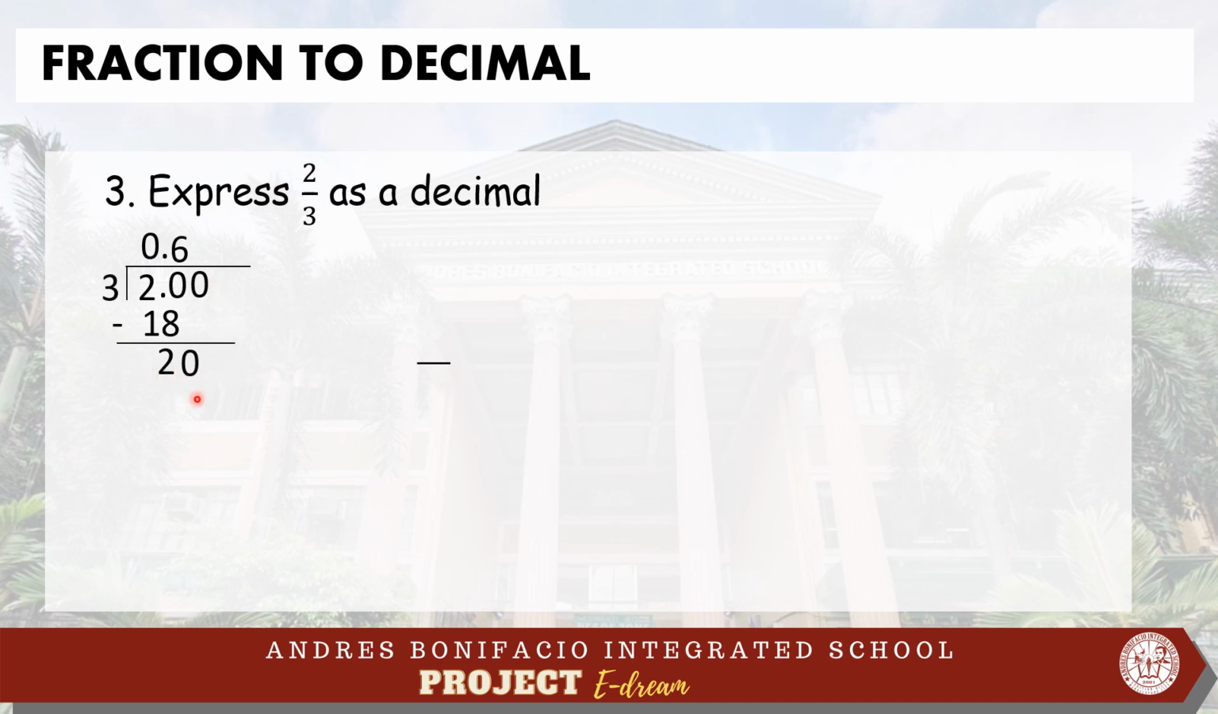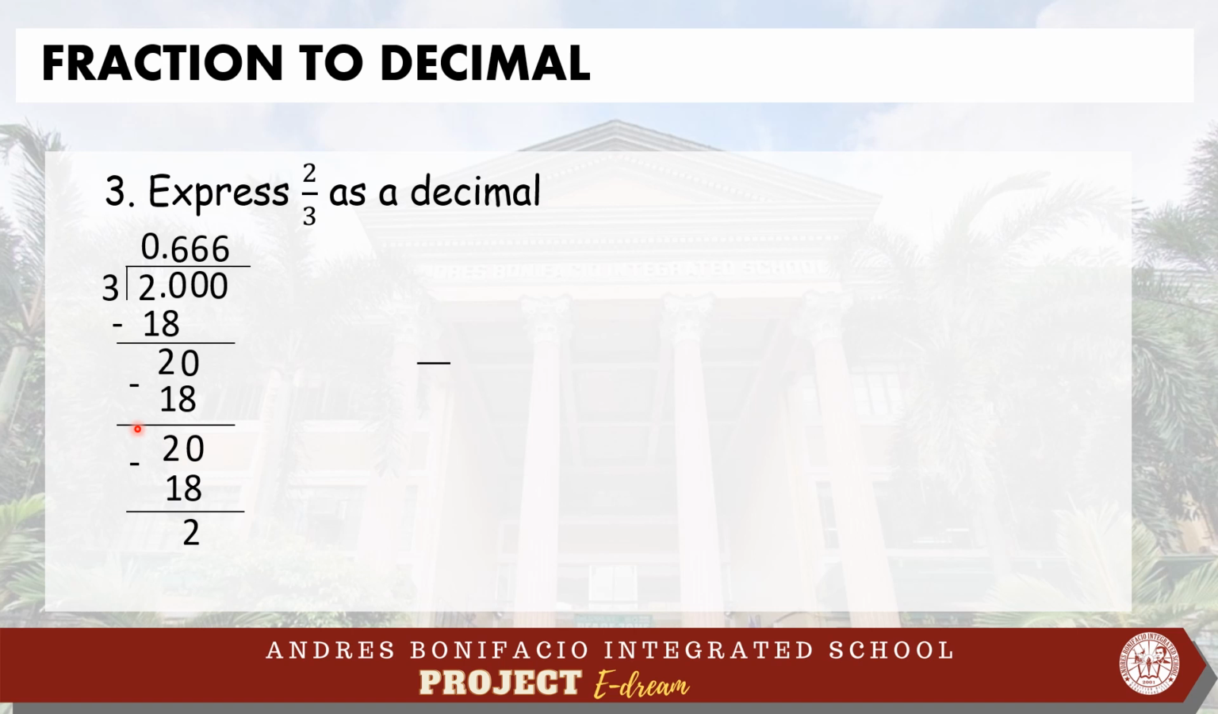So we have now 20 divided by 3. So we have still 6. 6 times 3, we have 18. So we have now 20 minus 18, we have 2. So again, 2 divided by 3 cannot be. So again, add 0, then bring down 0. So we have now 20 divided by 3. We have 6. 6 times 3, we have 18. So 20 minus 18, we have 2.